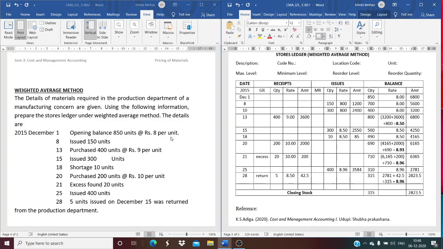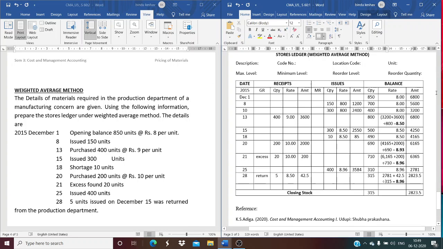The details are 2015 December 1, opening balance 850 units at rupees 8 per unit. 8th, issued 150 units. 13th, purchased 400 units at rupees 9 per unit. 15th, issued 300 units. 18th, shortage 10 units. 20th, purchased 200 units at rupees 10 per unit. 21st, excess found 20 units. 25th, issued 400 units. 28th, 5 units issued on December 15th was returned from the production department.